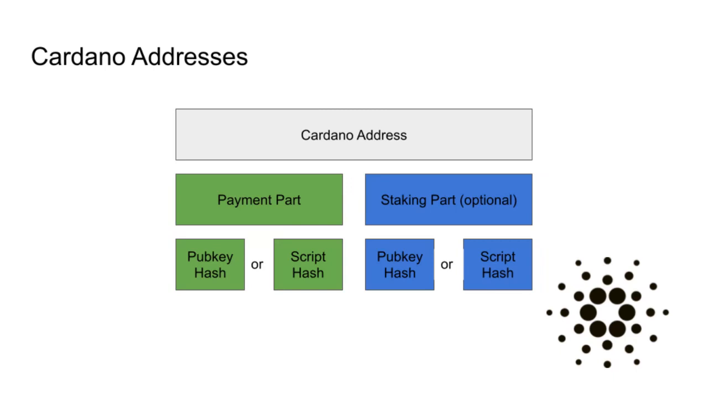If it's the first case, the pub key hash, then such a UTXO can only be spent by transactions that have been signed by the corresponding private key.